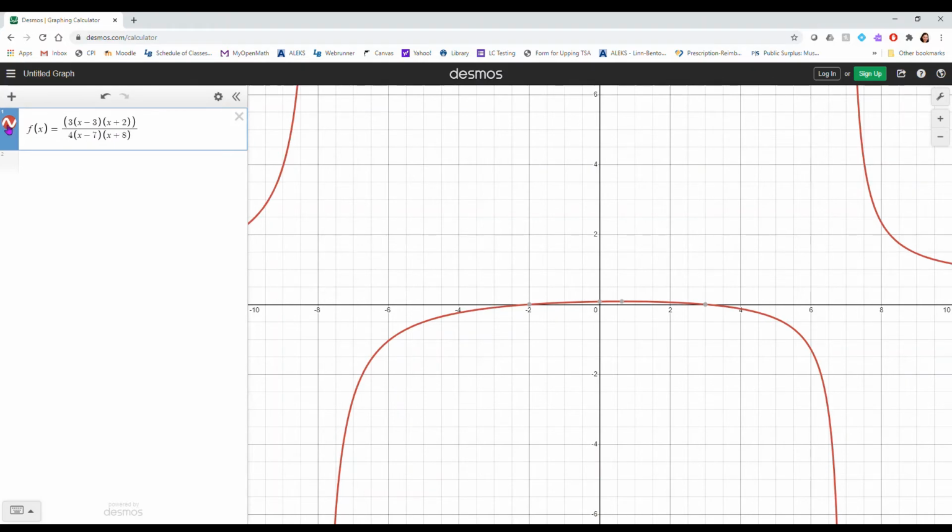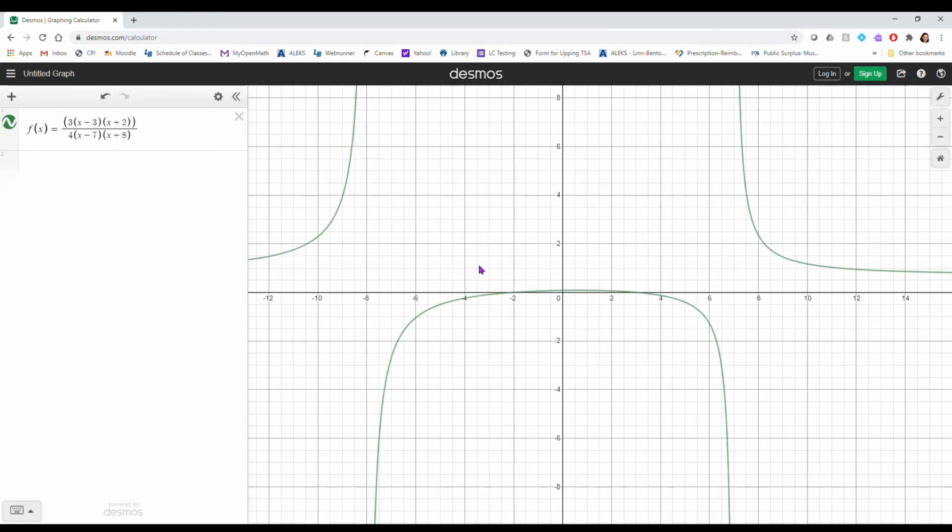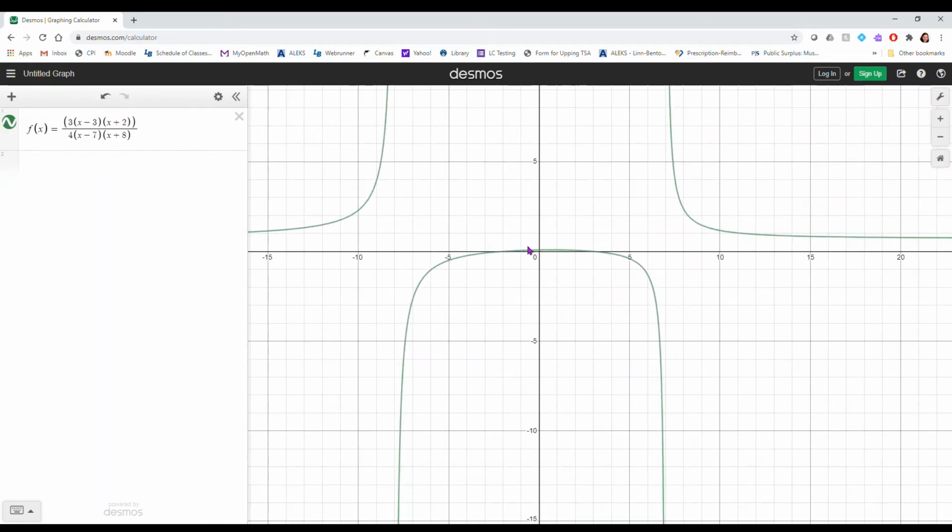All right, looking pretty good. I don't like the red so much. Let's switch to like green or something. Okay. All right, let's zoom out. All right, let's see if we can talk about all the things that we found or didn't find. Well, we didn't find any holes, so that's good. They're hard to see in Desmos anyway.